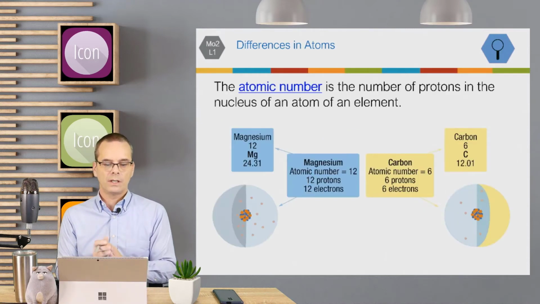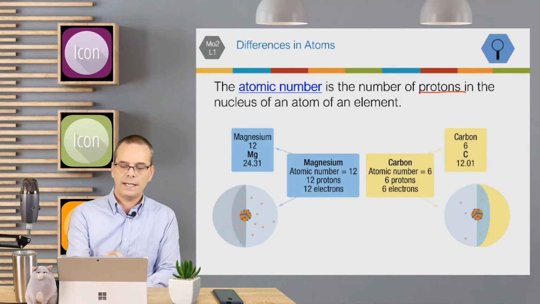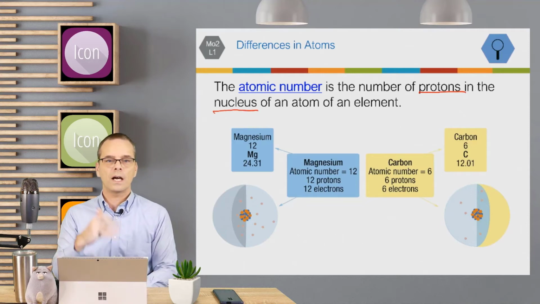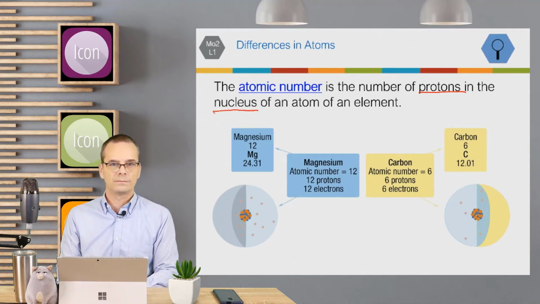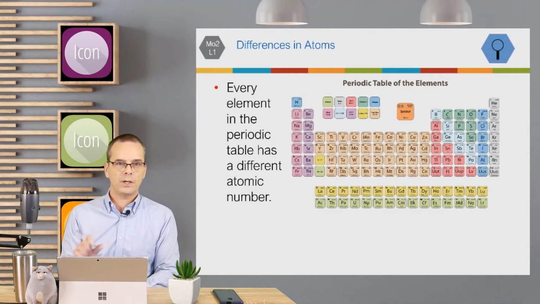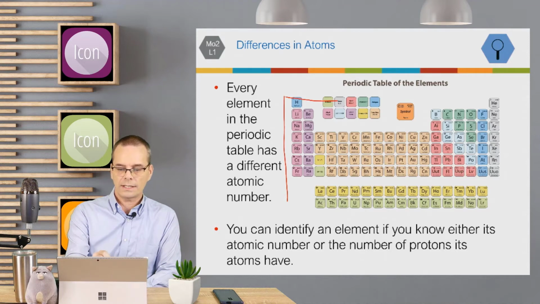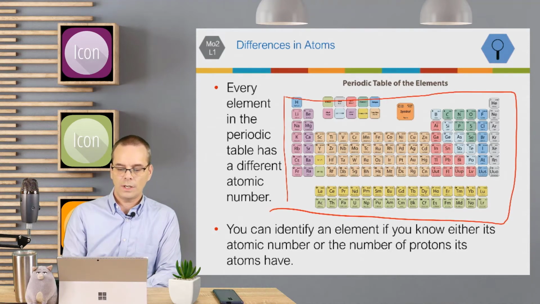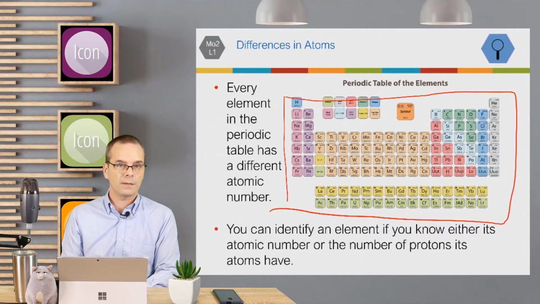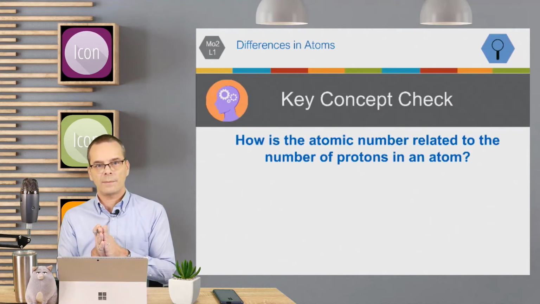The atomic number is the number of protons in the nucleus of an atom. That's how we come up with the atomic number. Every element in the periodic table has a different atomic number. That's how they're divided up. You can identify an element if you know either its atomic number or the number of protons it has. That's how you can find it within the periodic table. Simply know the number of protons or the atomic number. So how is the atomic number related to the number of protons in an atom?